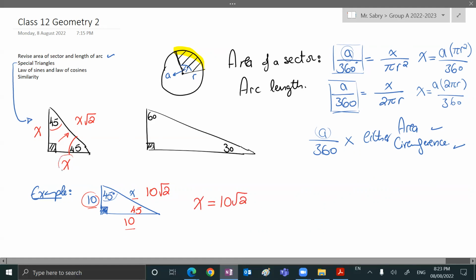So whatever the value of this side, it's the same as the value of that side, and it's the same as the hypotenuse, but multiplied by root 2.